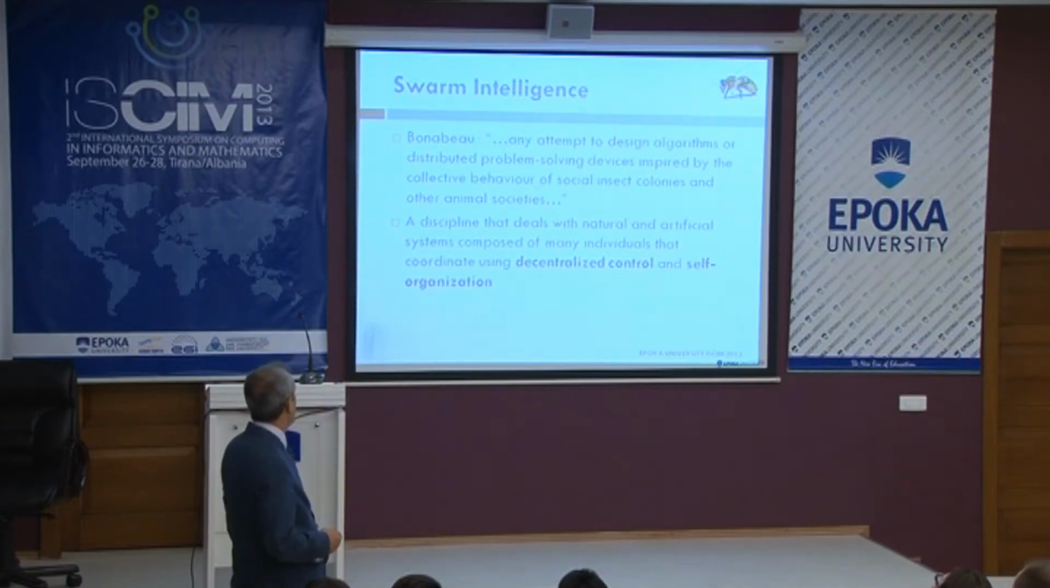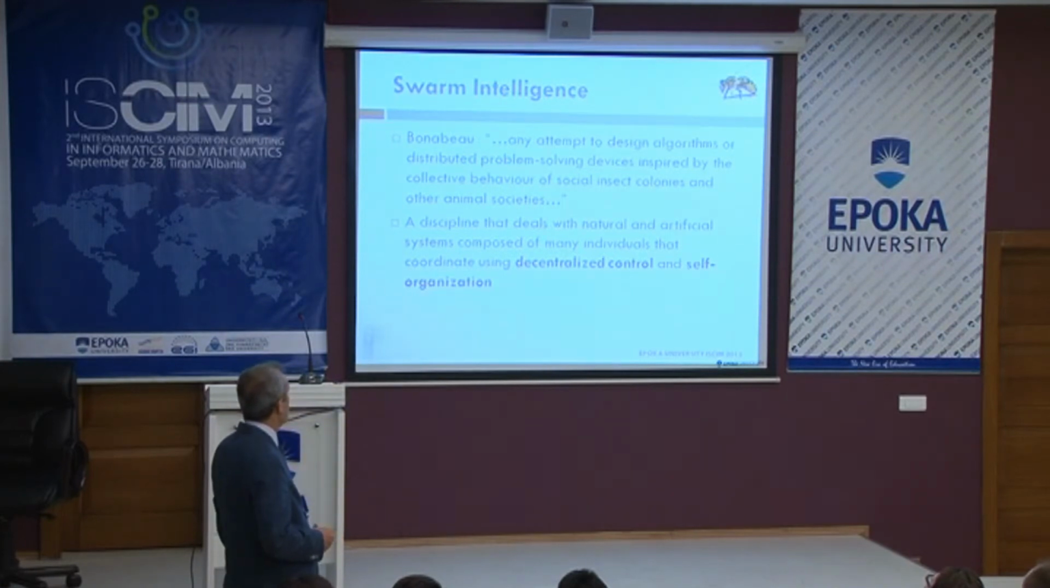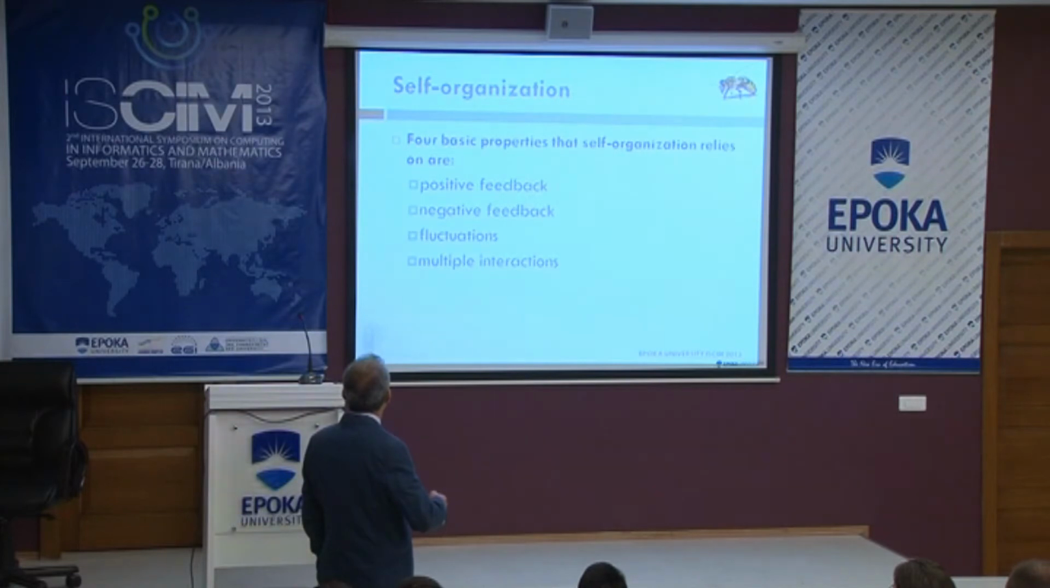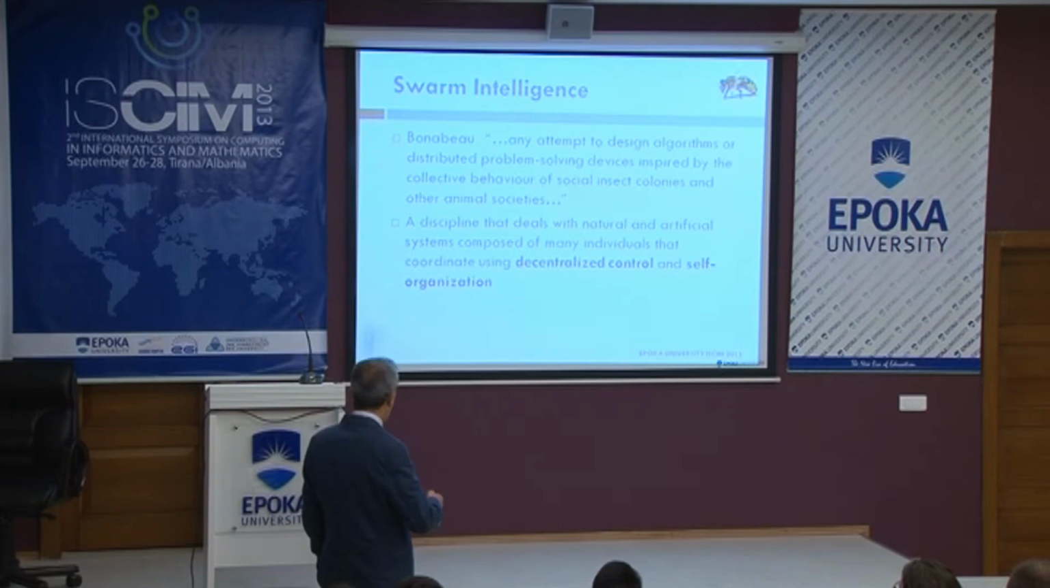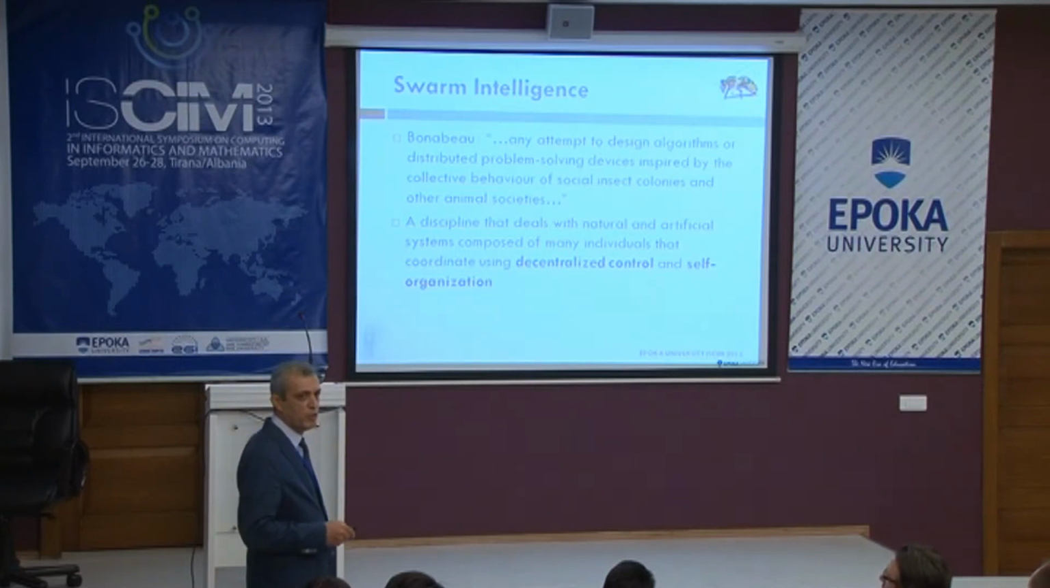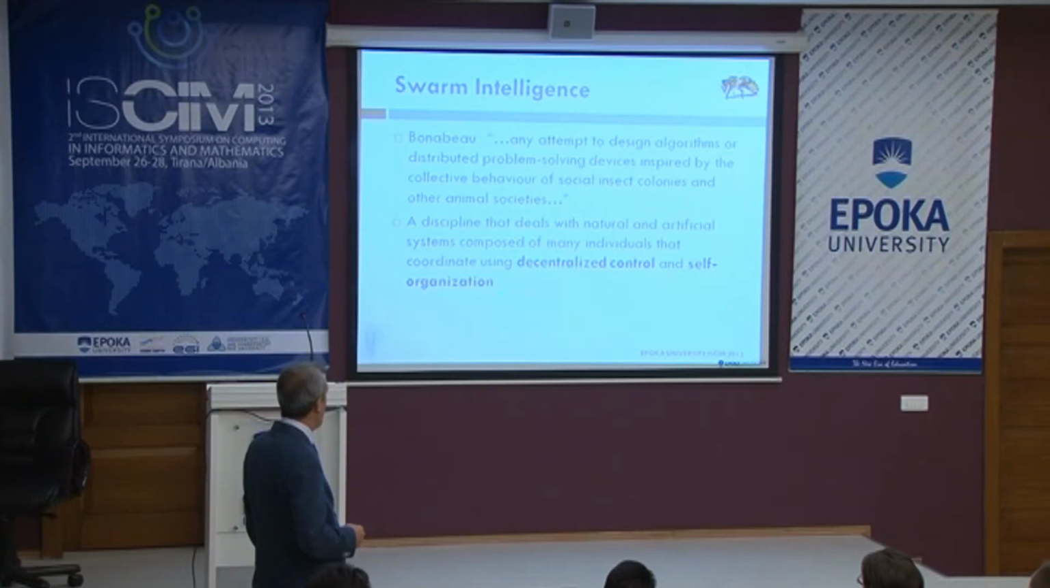One of the first definitions belongs to Karaboga. He says swarm intelligence is an attempt to design algorithms or distributed problem-solving devices inspired by the collective behavior of social insect colonies and other animal societies. There are several definitions for swarm intelligence, but one of the first ones belongs to Karaboga. Another definition: a discipline that deals with natural and artificial systems composed of many individuals that coordinate using decentralized control and self-organization. Two main principles of swarm intelligence are decentralized control and self-organization.